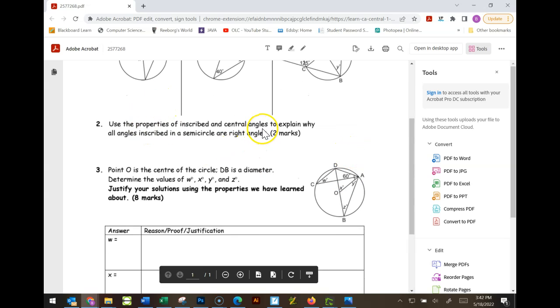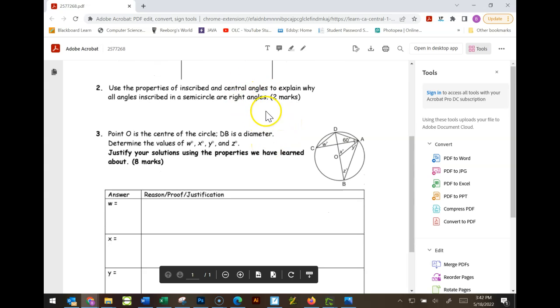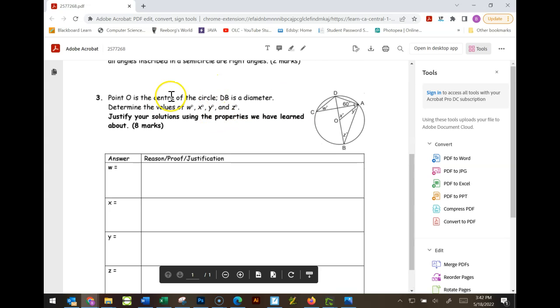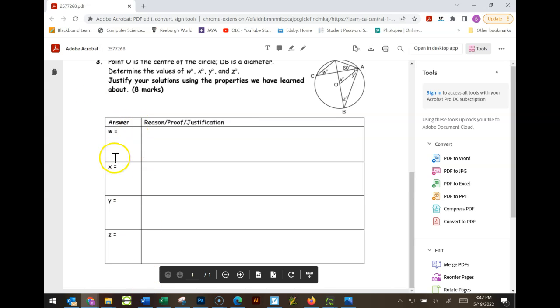Use the properties of inscribed and central angles to explain why angles inscribed in a semicircle are right angles. I'm going to leave that one to you, but this one you need to explain with a sentence or words, and you need to very, very carefully look at the properties of inscribed and central angles, and also what does a semicircle mean. So you kind of got to prove that one to me using your words. And then for this one, you don't necessarily have to do these in order. So if you feel like it's easier to solve Z first and then work backwards, that's okay. Just maybe include little arrows if you proved something somewhere else.